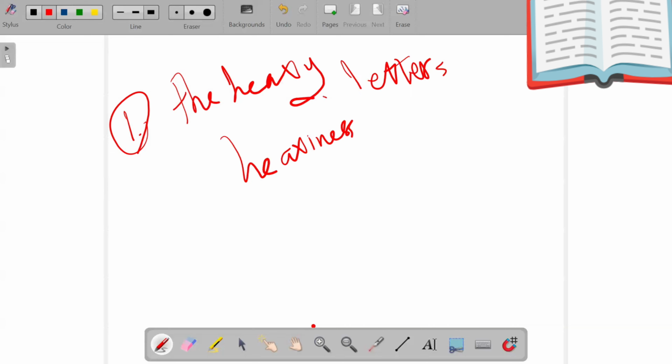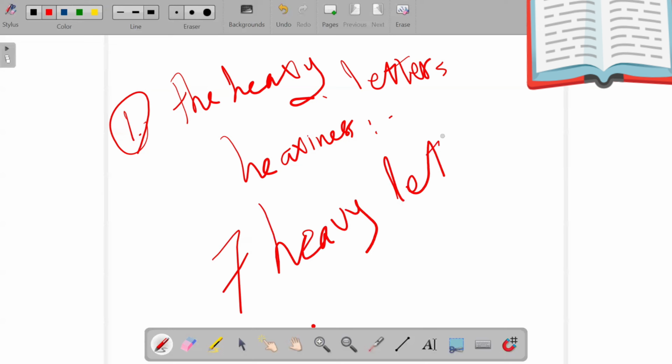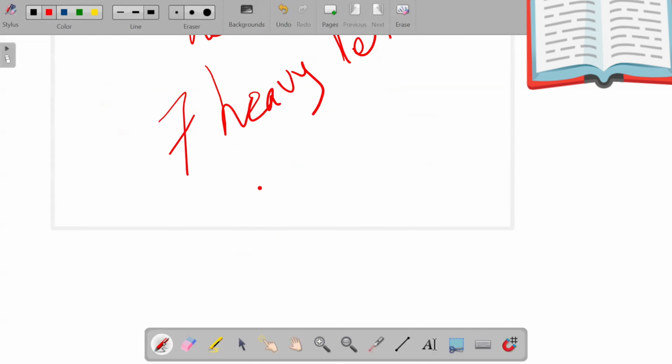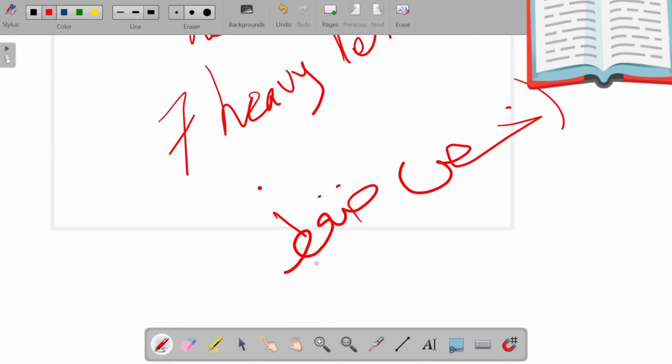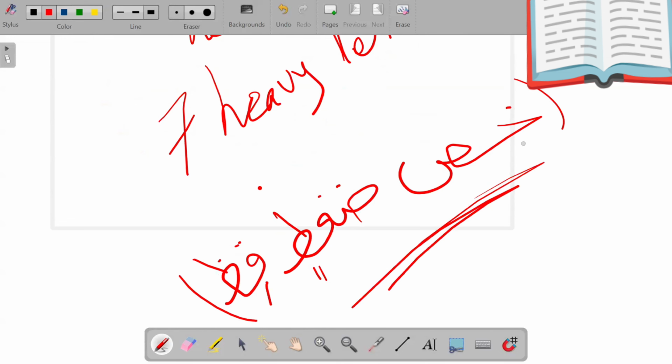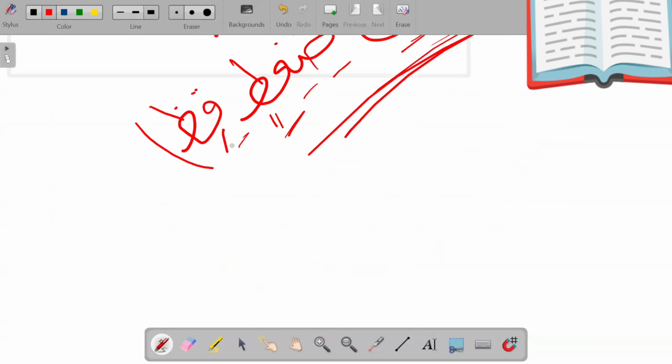We can say that the heavy letters eat too much, so their sound is heavier than others. Okay. And the Arabic alphabet has 7 heavy letters, gathered in the phrase خص ضغط قظ. So I mean that the heavy letters in the Arabic language are the letters خاء, صاد, ضاد, غين, طاء, قاف, and ظاء. Okay, بارك الله فيكم.